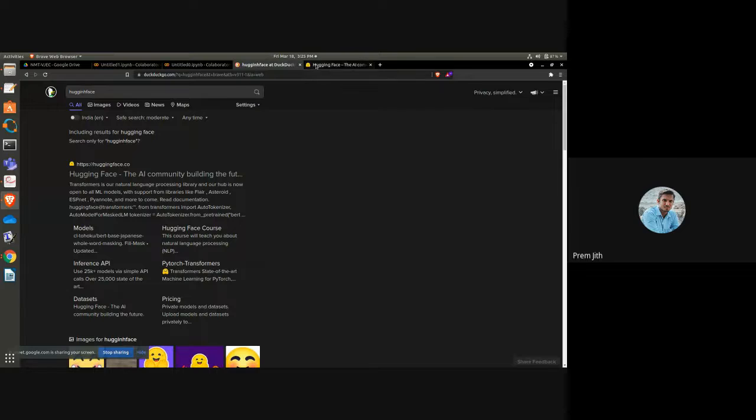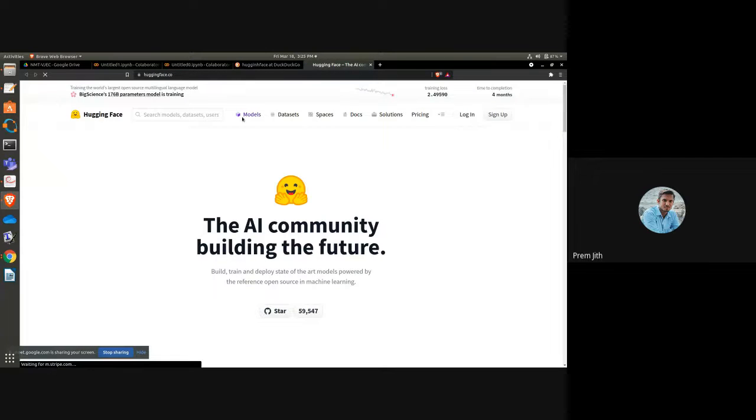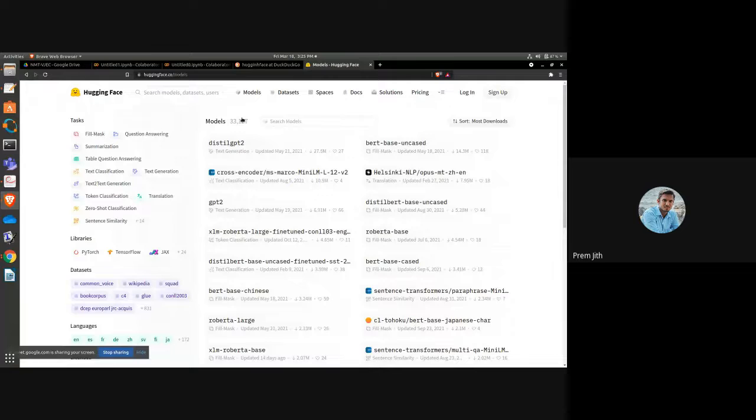So here in this case, you'll find numerous models, like DistilBERT, XLM-RoBERTa large, fine-tuned. All these language models are trained for English and other languages. Very limited numbers of models are there for Indian languages.